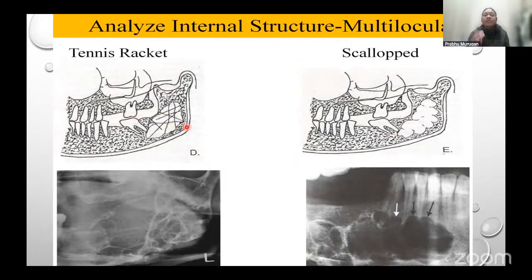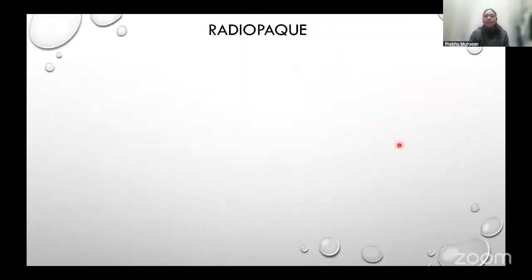Tennis racket appearance is distinct for your odontogenic myxoma, where the septae will be present at right angles to each other, giving it a tennis racket appearance. And the scalloped pattern is characteristic of your OKC.